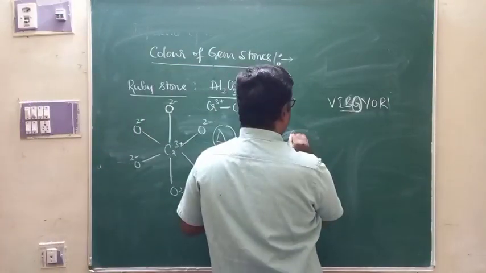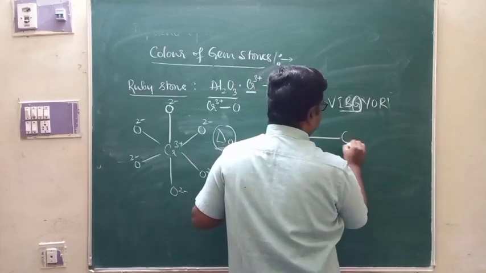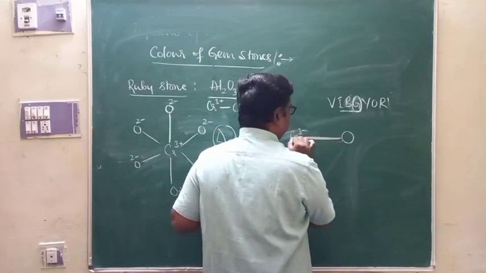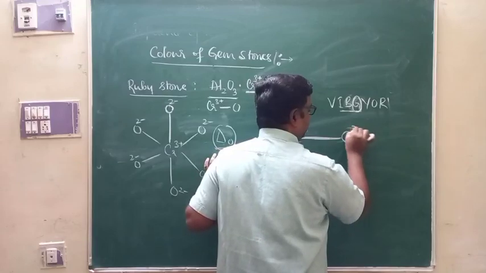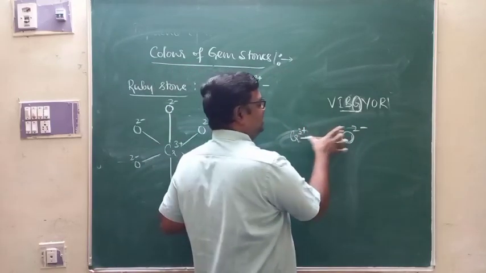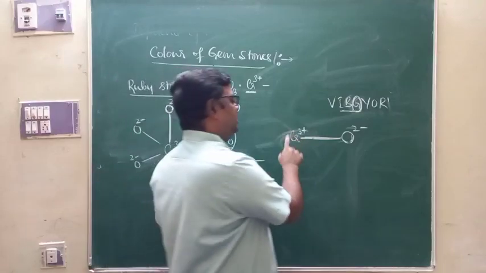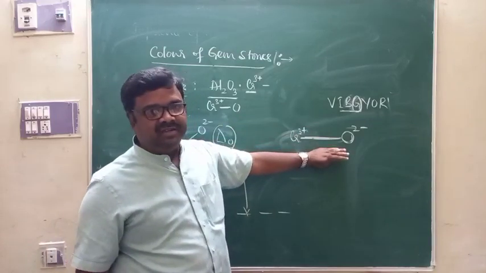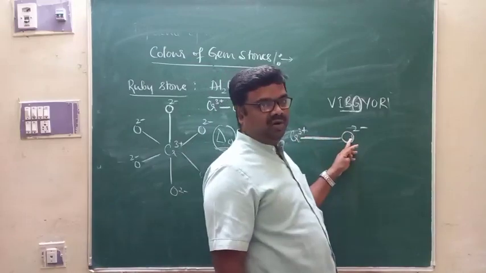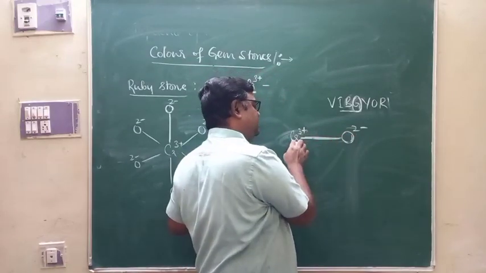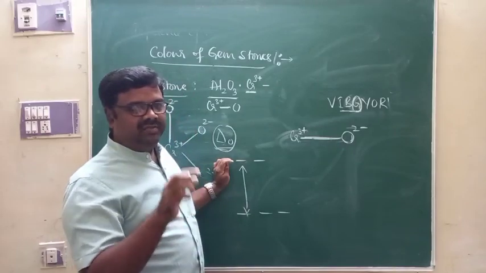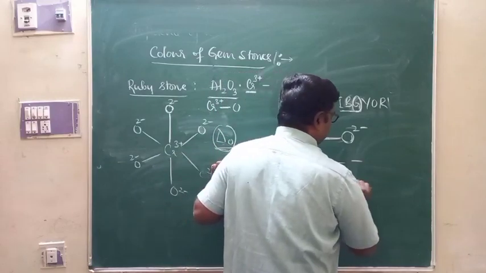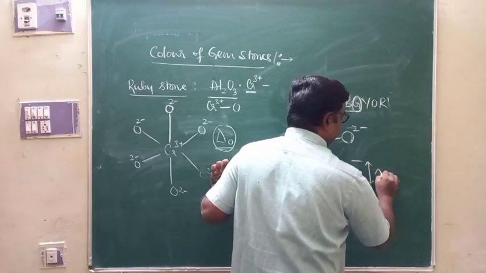Whereas in the case of emerald, the metal to ligand distance is a little bit longer. In the case of emerald, the distance between Cr3+ ions and oxygen ligands will be a little bit longer. If the distance between metal and ligand is more, interaction is weak. If the distance between Cr3+ ions and oxygen is more, interaction between ligand and Cr3+ ions will be less. If the metal to ligand interaction is less, delta O will be less. That is, the energy gap between t2g and eg will be less.